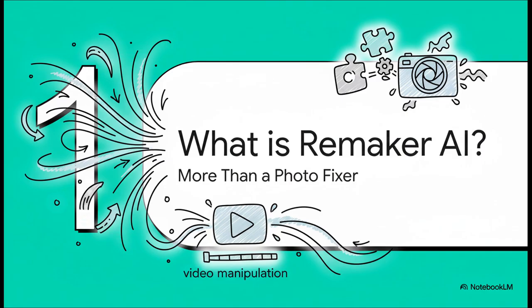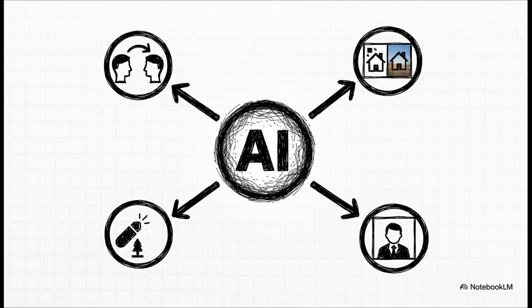Remaker AI is this web-based AI platform, but calling it just a photo fixer really doesn't do it justice. Its real power, its secret sauce, is in image and even video manipulation. So at the heart of it, you've got this really powerful AI. And from there, you get all these amazing tools. The main event, of course, is the face swap we've been talking about, for single faces or even whole groups. But it also does stuff like AI portraits, it can make your blurry photos sharp, and it can even remove unwanted objects from your pictures. It's like a whole suite of editing tools packed into one simple website.